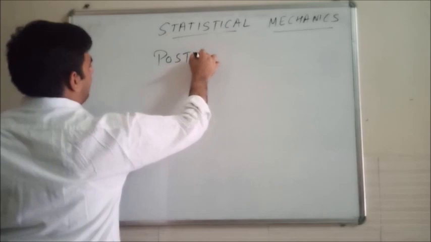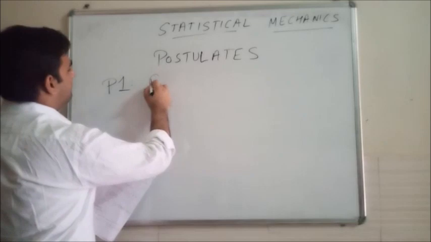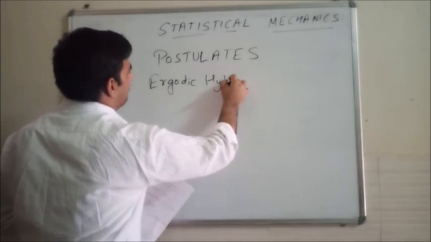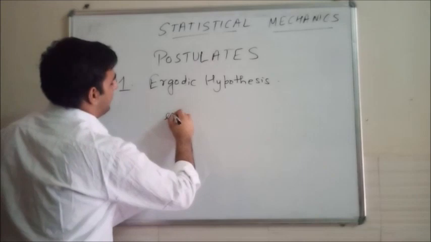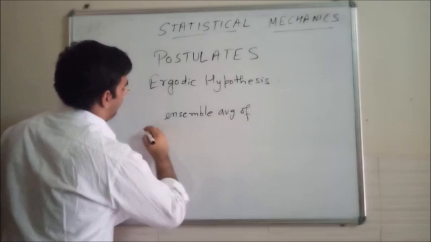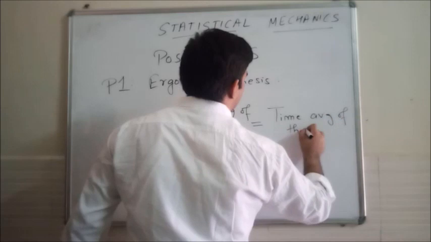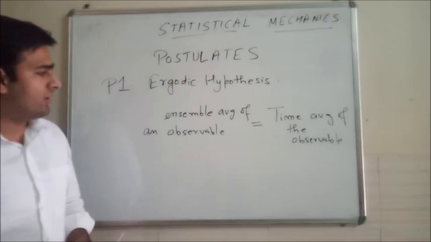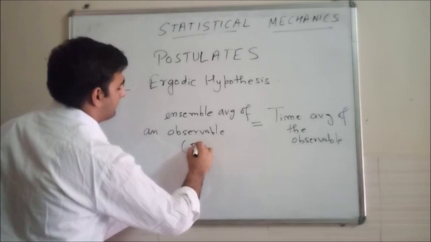So I'll call the first postulate P1. It is called the ergodic hypothesis. What this hypothesis says is that an ensemble average of an observable is equal to the time average of the observable. What do we mean by observables? Anything that you can measure. For example, energy is an observable. You can measure the energy of a thermodynamic system. So we replace this by the energy. Ensemble average of energy is equal to time average of energy.